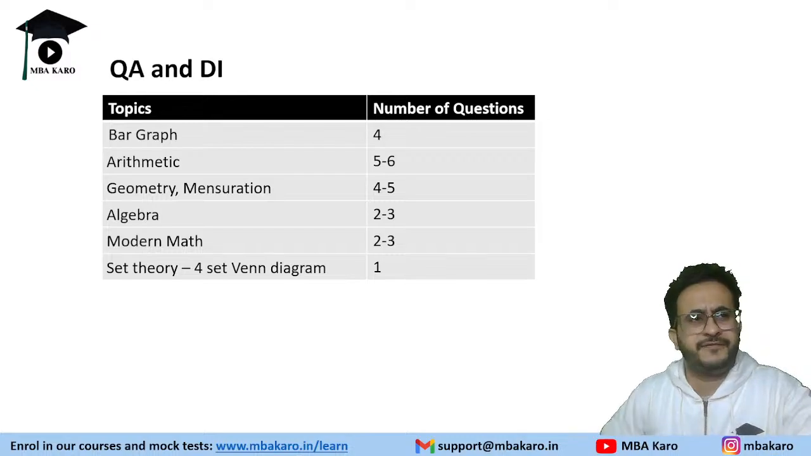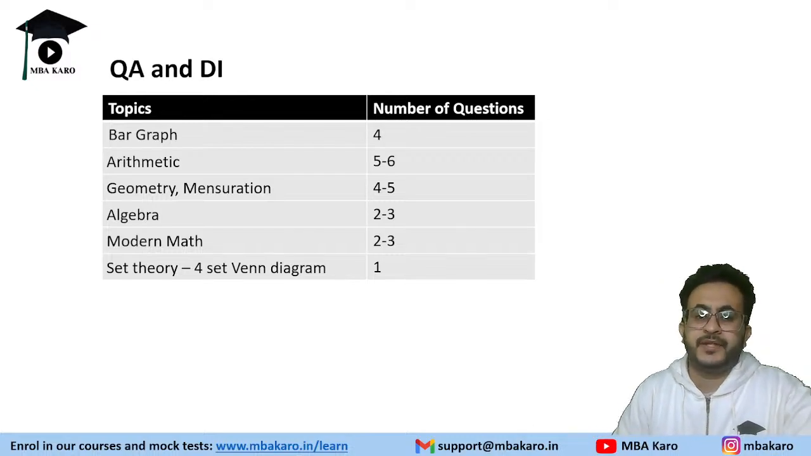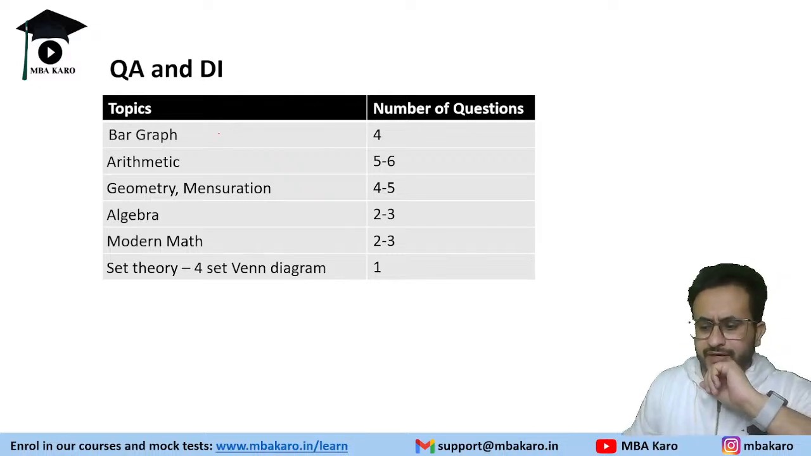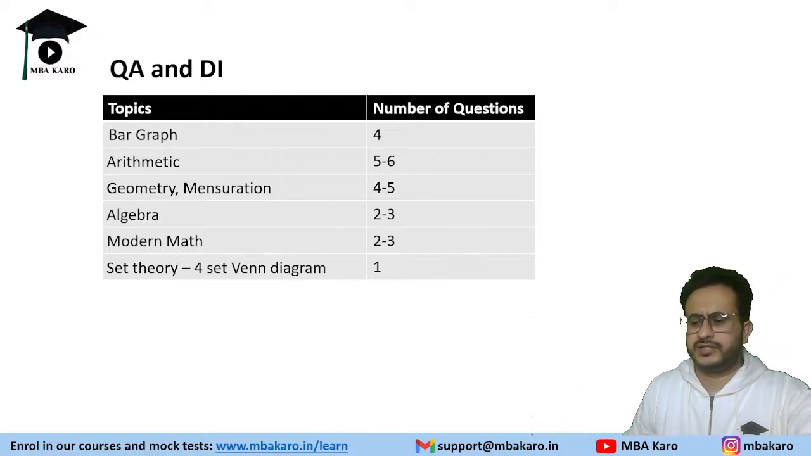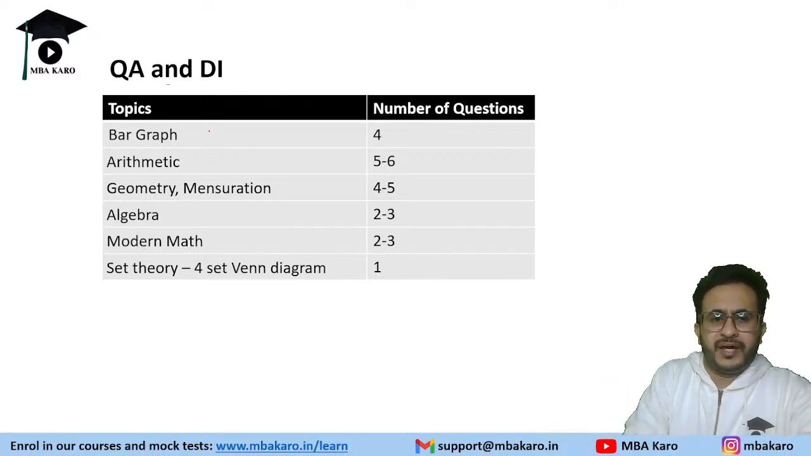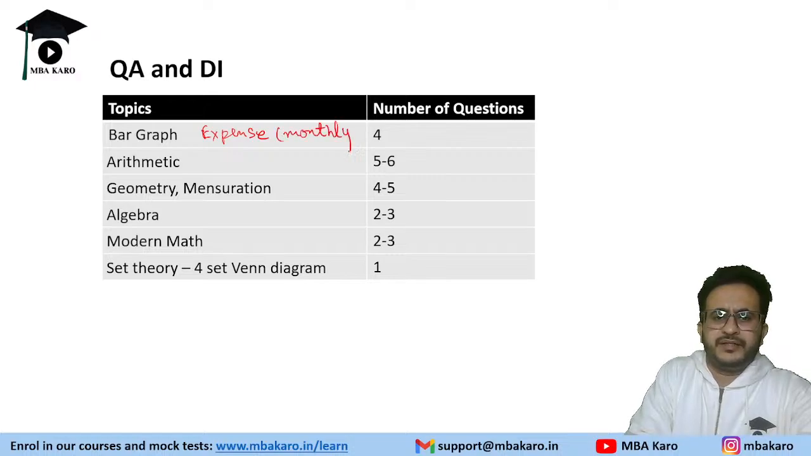There was one bar graph, I think four questions on it. The bar graph was about expenses, and three items were there. One was milk, one was groceries, and I don't recall the third item. One bar graph showed the monthly expense. Expense was given in monthly format, and then you had income that was given daily.